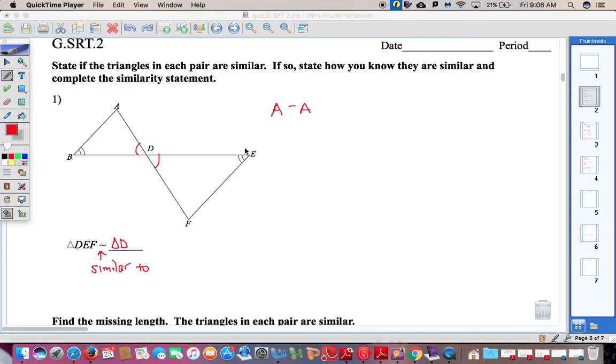Now E is this angle here. We've got two arcs, so it must be similar to the angle with two arcs in the other triangle. So we've got a B for our second vertex. And then this one doesn't have any arcs, and this one has no arcs, so we know it would be A. So triangle DEF is similar to triangle DBA, and that's by the angle-angle similarity theorem.